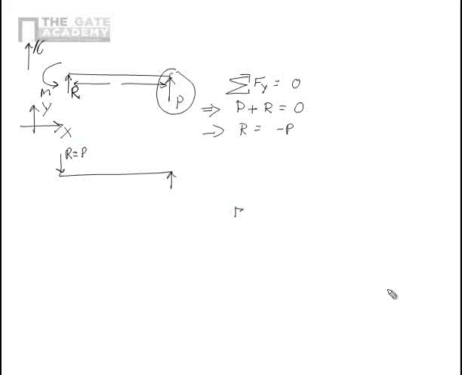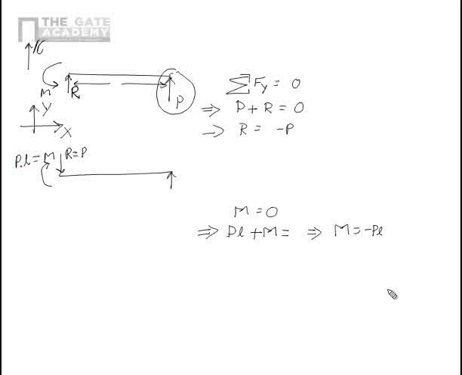Similarly, I write sigma M is equal to 0. That gives me PL is anti-clockwise moment plus M also, which we have assumed to be anti-clockwise, so that is equal to 0. So that means M equal to minus PL, which means M acts like that. So that is equal to PL. So now we have the reactions for the beam.